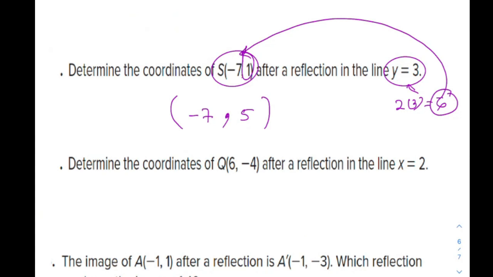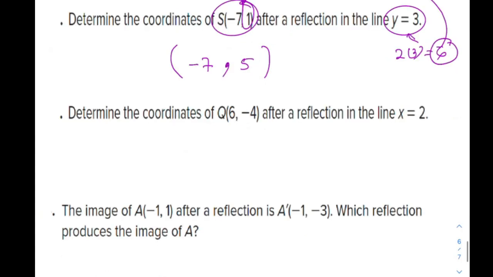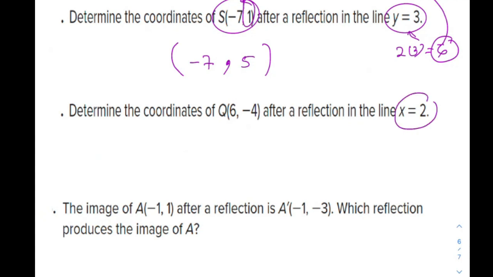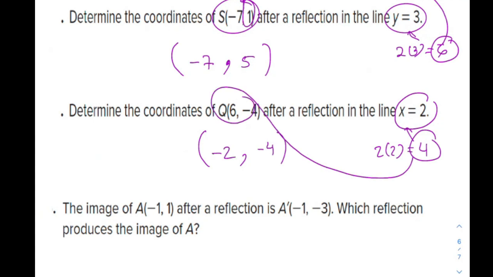Yalla, think a little bit. Determine the coordinates of the point 6, -4 after reflection in the line x equals 2. What will happen? X equals 2 means x will change, y will stay the same. Multiply 2 by 2 is 4. Then 4 minus the 6 is negative 2.